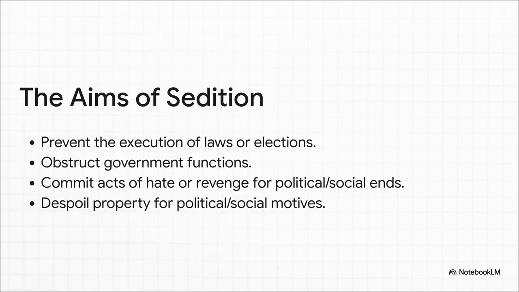And you can see how specific the goals are. A seditious mob might try to physically stop an election from happening or attack a government office to stop it from working. It's targeted mayhem. These are all serious attacks on public order, for sure, but none of them have that grand, sweeping goal of unmaking the entire nation. And that, right there, is the heart of sedition.